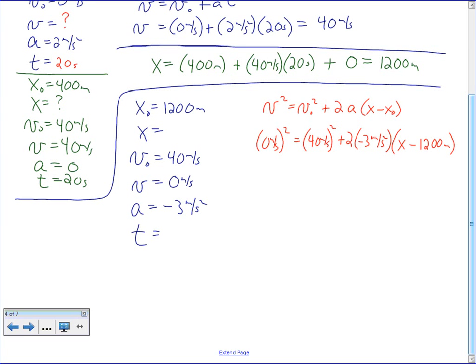And so if I do this, I'm going to square the 40. I can then take it over to the left-hand side of the equal sign. I divide by -6. And then I'm going to add 1,200 to both sides. And so this is going to give me a final position of 1,466.667 meters.